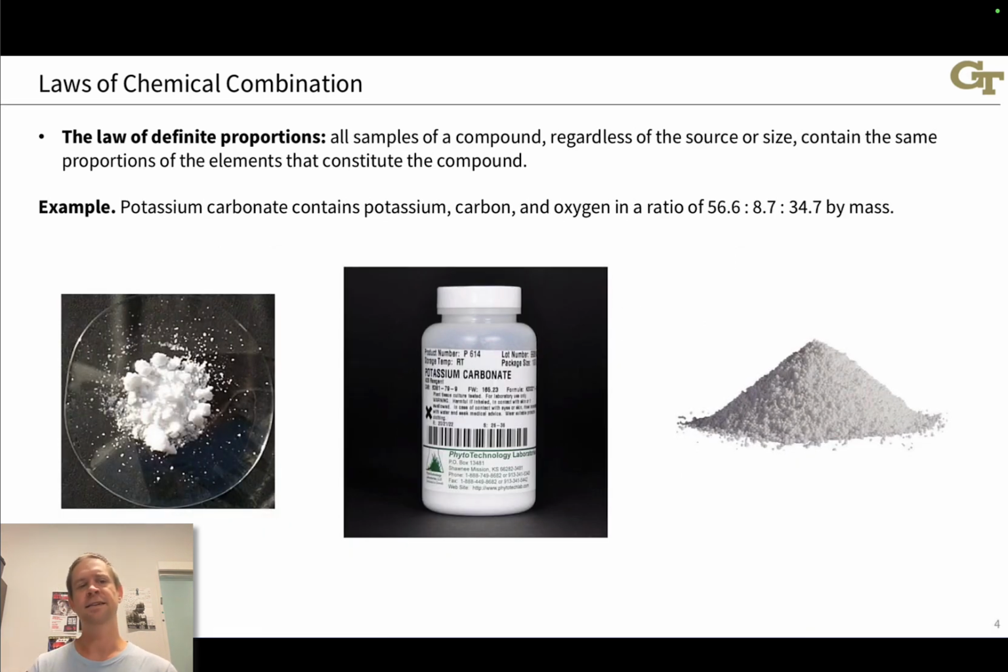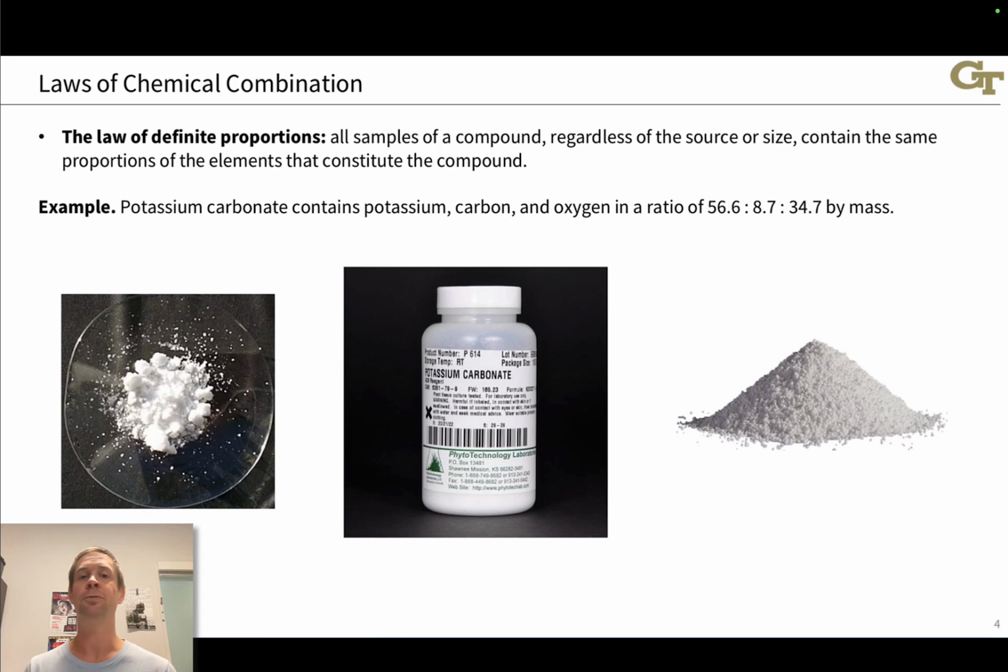A second natural law related to chemical substances containing multiple different types of atoms, or different types of elements, is the law of definite proportions. So first of all, let's recall what we mean by element and compound. An element consists of a single type of atom, and from a sort of phenomenological point of view, an element cannot be broken down into a simpler substance.